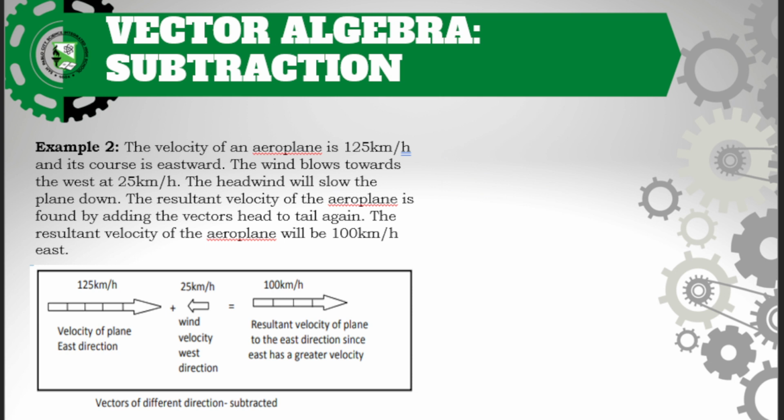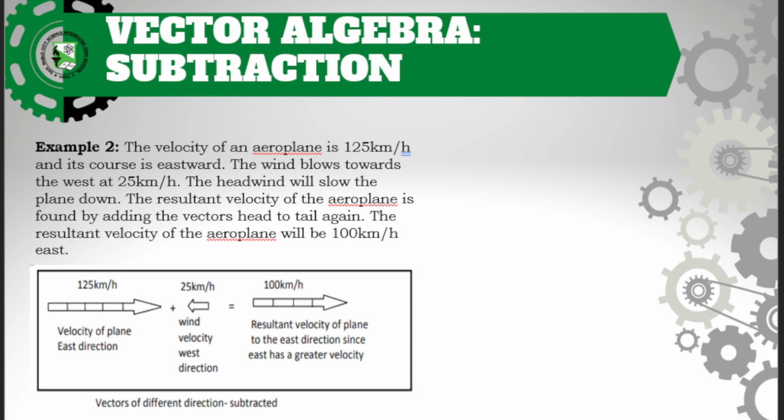Okay, so it is due to air resistance. The resultant velocity of the airplane is found by adding the vectors head to tail again. So head to tail, and the resultant velocity of the airplane will be 100 kilometers per hour east. Okay? So, gawin pa rin natin yung head to tail, but i-oppose lang yung direction since opposite yung direction nung wind velocity. So, we have to subtract 125 to 25.